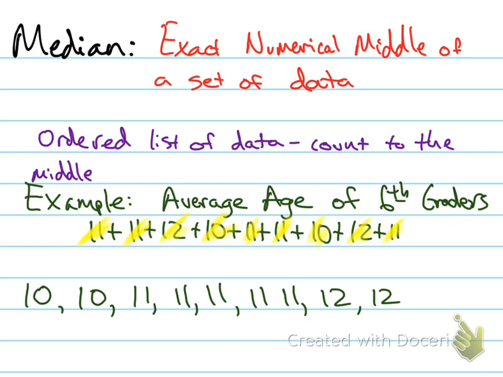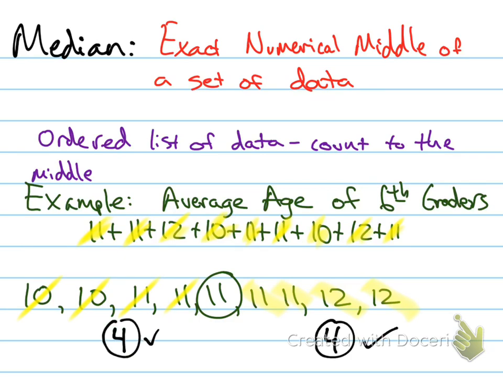Next, once my numbers are all in order, I'm going to simply start figuring out what the middle is. So the simplest way for me to do this is I'm just going to cross out on each side until I end up at the middle. I crossed out 4 on the left side, and I crossed out 4 on the right side. That's a great way for me to check to make sure, hey, I did this correctly. I ended up in the exact middle of these numbers.